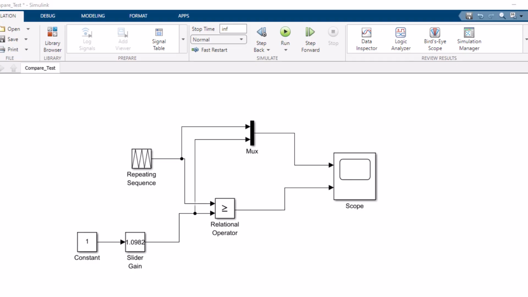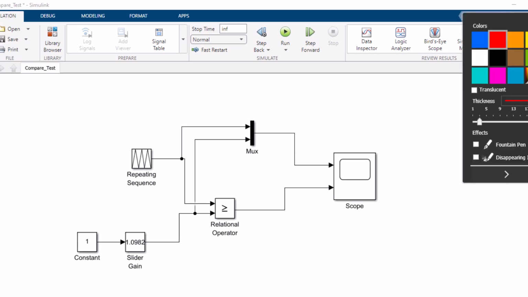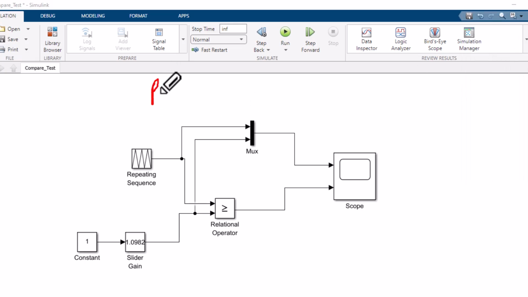The first step is that you can give it directly by a block, that is the pulse generator. This pulse generator block will give me the direct pulses. Pulses means it is in the form of 1 and 0, 1 and 0, 1 and 0.